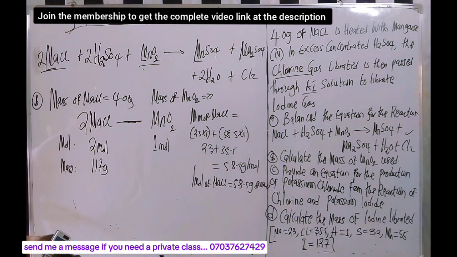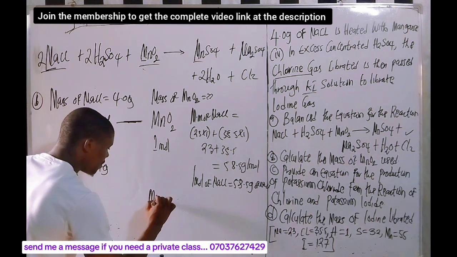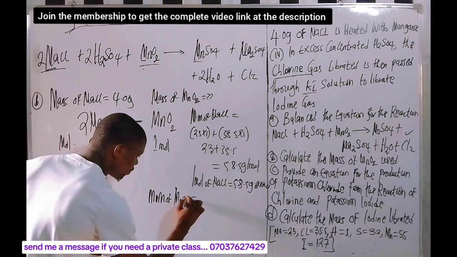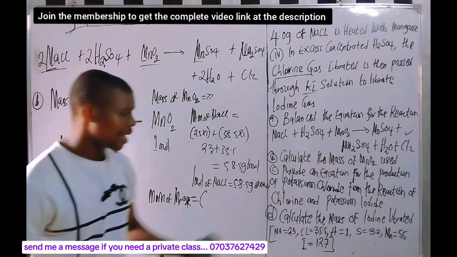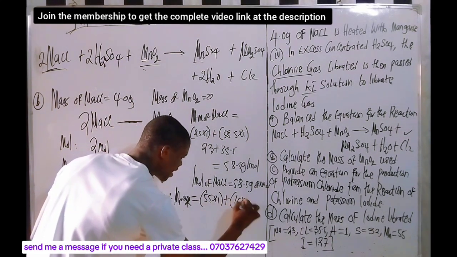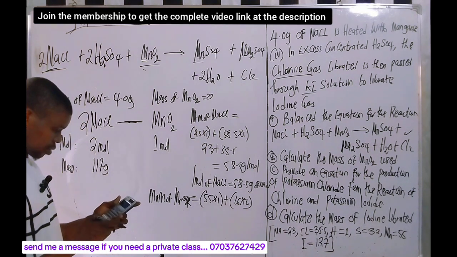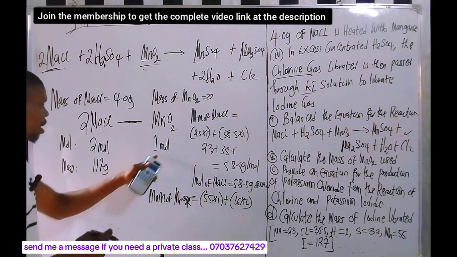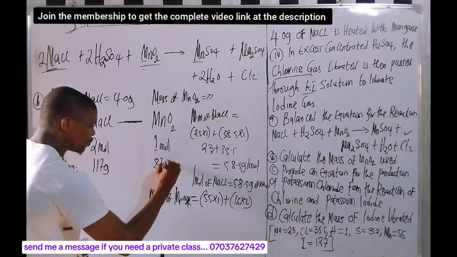What about this one here, manganese(IV) oxide? The molar mass of manganese, not magnesium, manganese, is 55 times 1 plus 16 times 2, which gives 87. Here we have 1 mole, so it's 87.